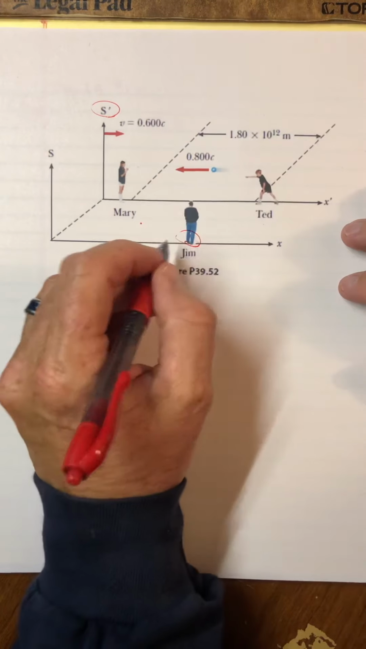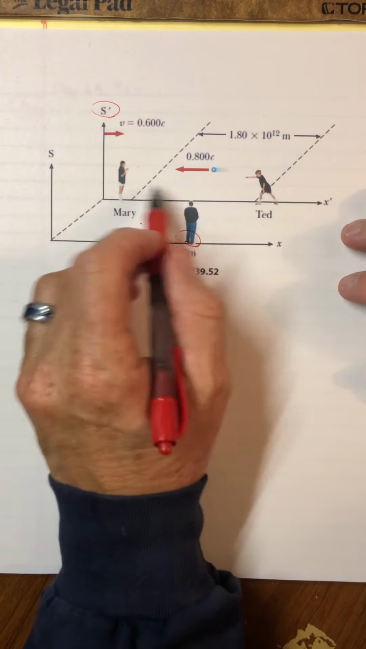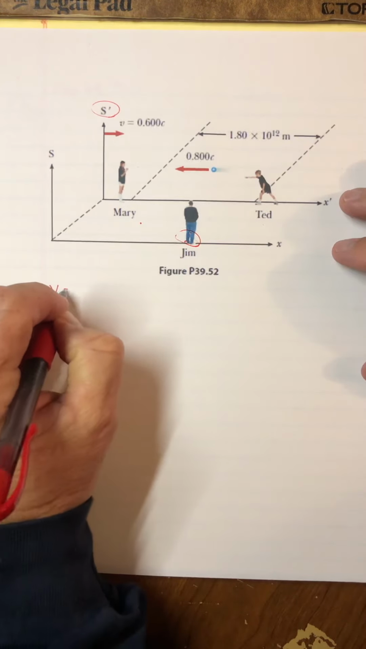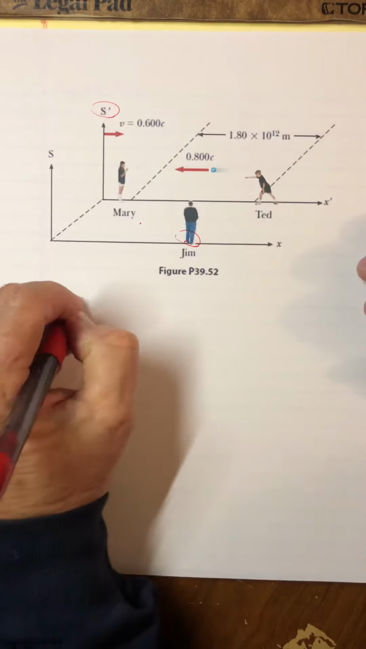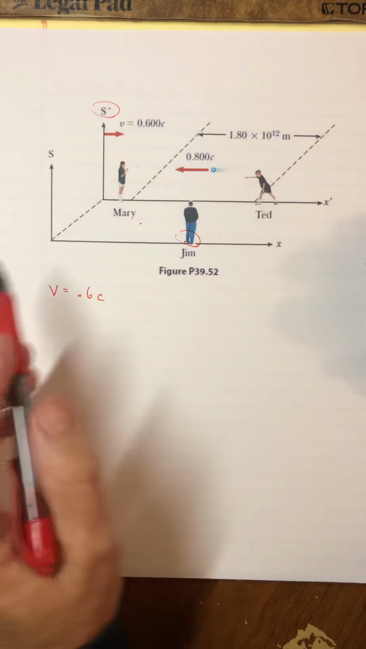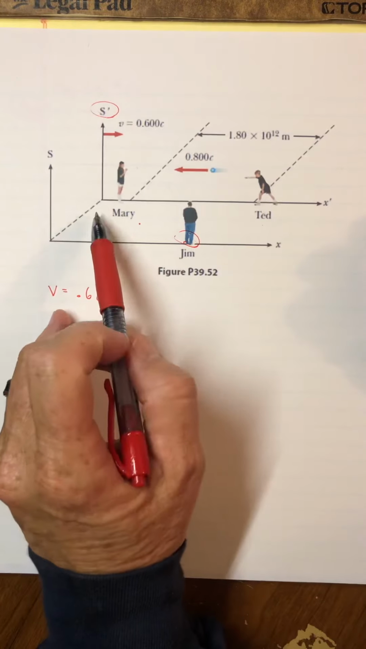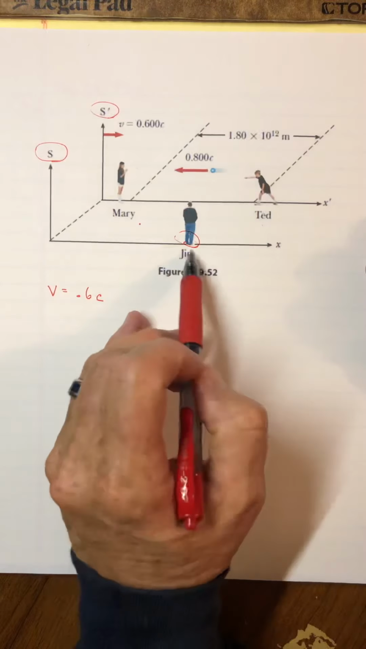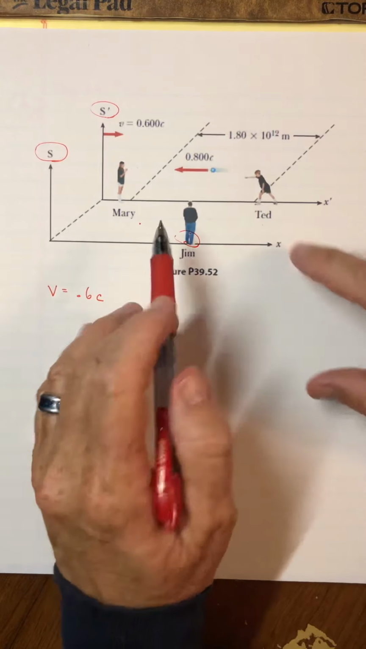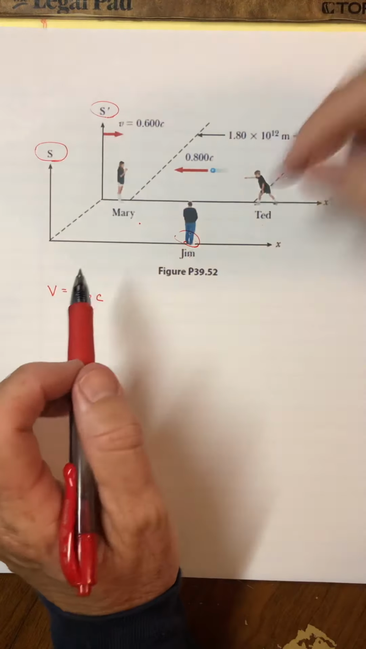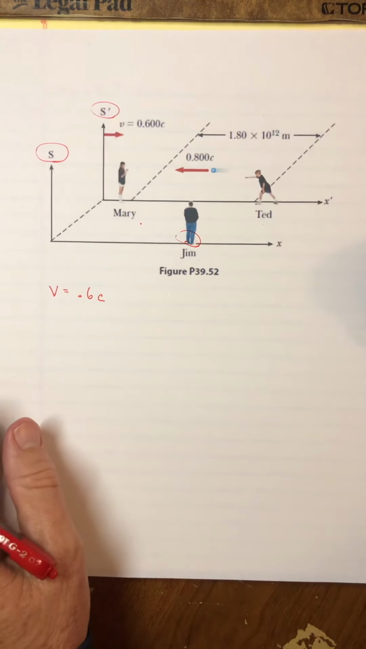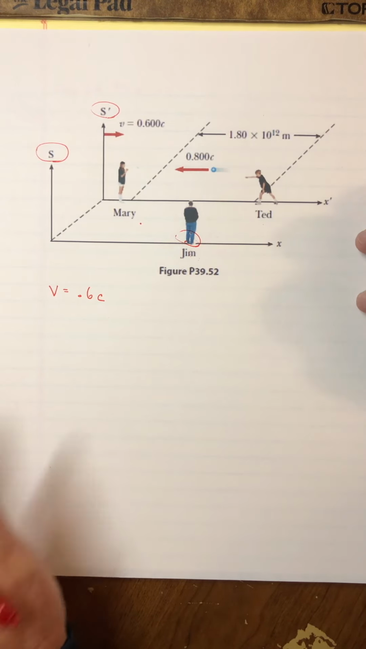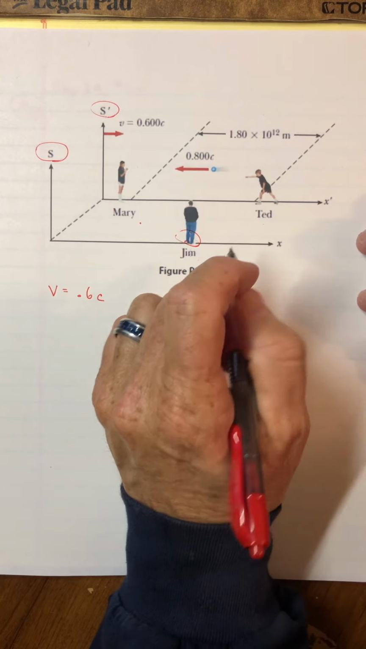So here's Jim, and Jim's watching these two people play catch, and they're in a moving reference frame. So I would say right there, they've just told me what V is. V is 0.6c. So remember, V is the velocity of the prime system as seen from the unprimed system. So Jim is in the unprimed system. So he's seeing Ted and Mary moving away at this speed, 0.6c.